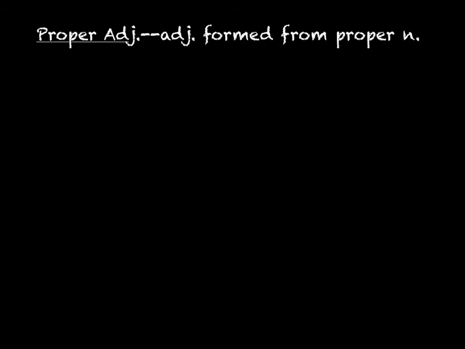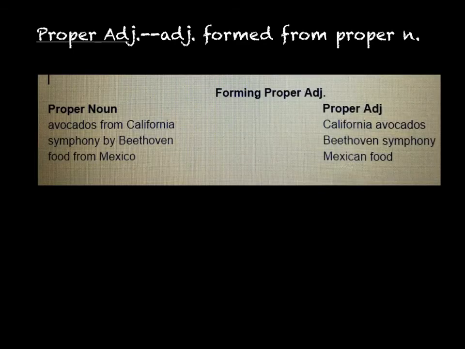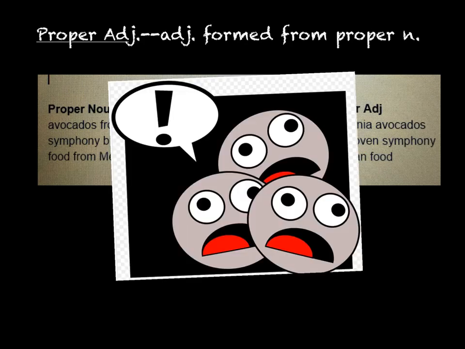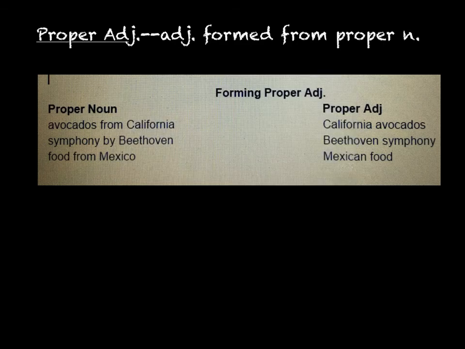Here are some examples. Avocados from California, but making it a proper adjective, we would say California avocados. A symphony by Beethoven, well, a Beethoven symphony. And the last example, food from Mexico, Mexican food. Yep, it's that time again to jot down your notes from this chart and the definitions.